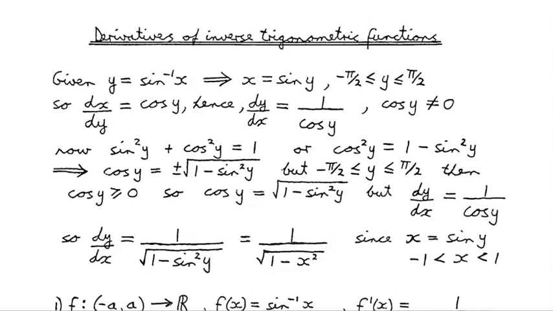In this video, we are going to look at the derivatives of inverse trigonometric functions. So let's start with y equals inverse sine of x, which implies that x is sine y, and y is on the interval minus pi on 2 to pi on 2. Okay, that's the domain for the x equals sine y.